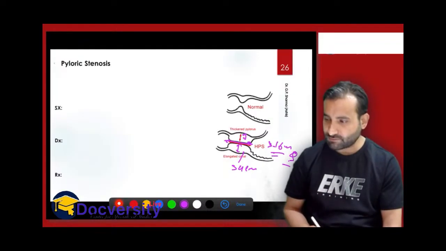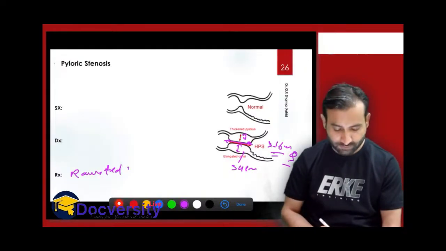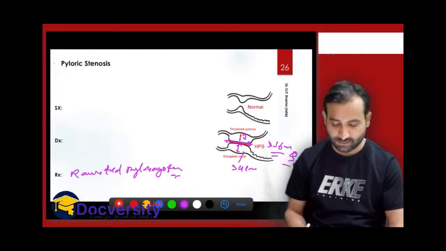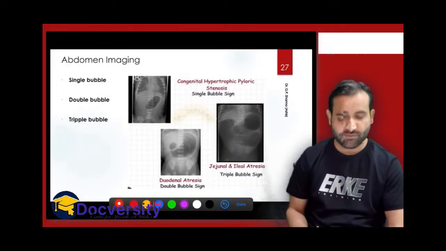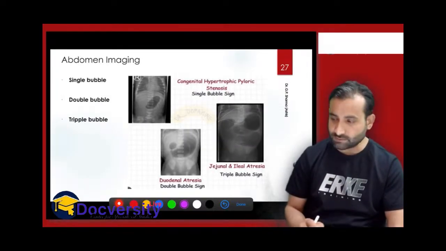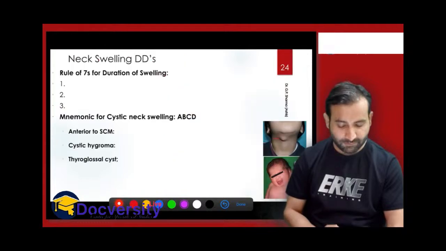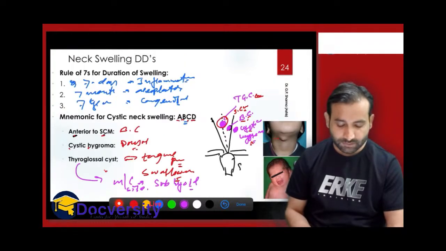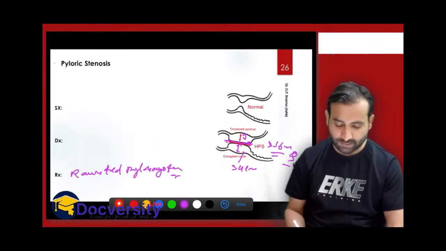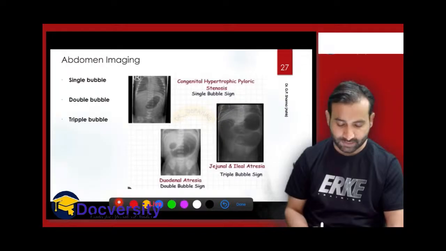And what is the treatment? Treatment is the Ramstedt pyloromyotomy. What is this one? Ramstedt pyloromyotomy. The process I'm not going to explain now because this is time taking, right? So we are just preparing for the exam. That's the treatment. And we can start feeding immediately after the treatment for this case.